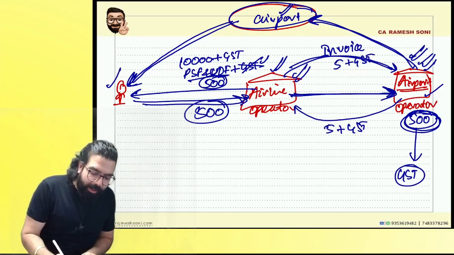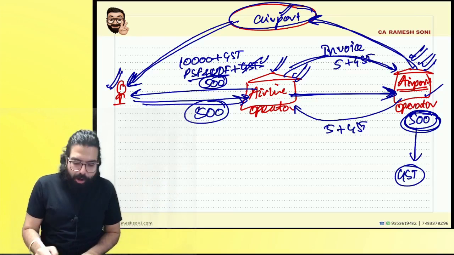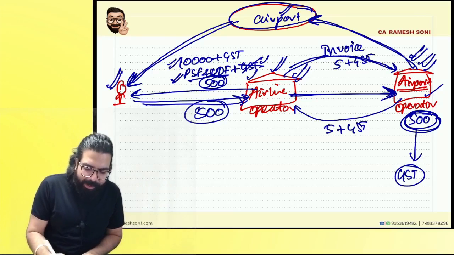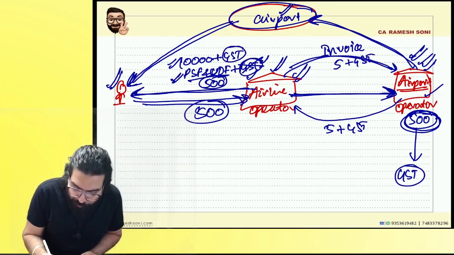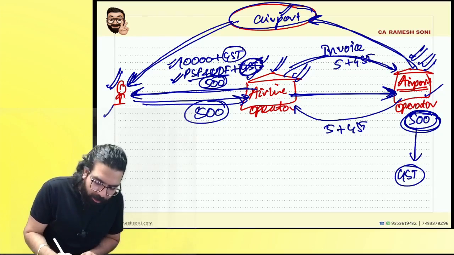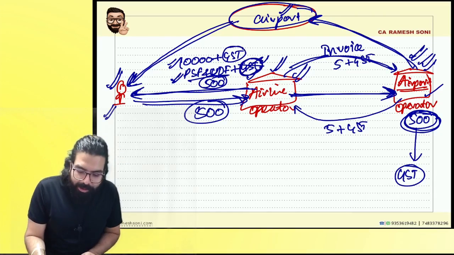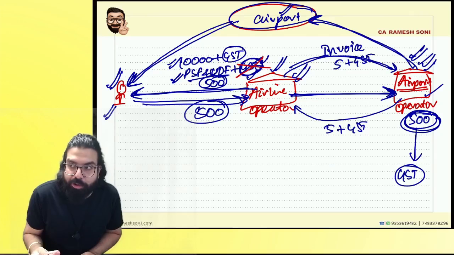Now, sir, how will the customer be able to take the ITC of the PSF and UDF GST and the GST on the ticket? Nothing, he will issue the invoice. On the invoice, he will show the GST, plus any GST if shown here. That GST credit also the customer can take. But sir, if it's a consolidated amount, GST is not shown separately.